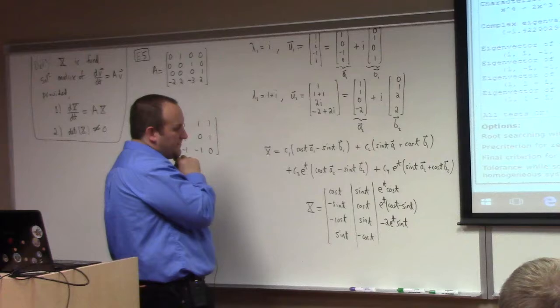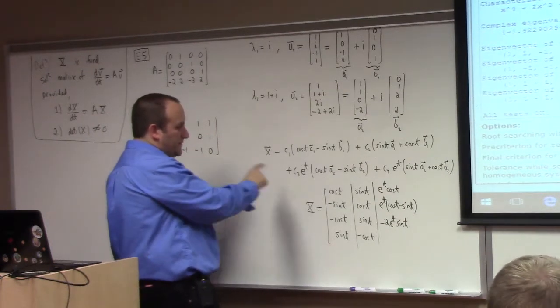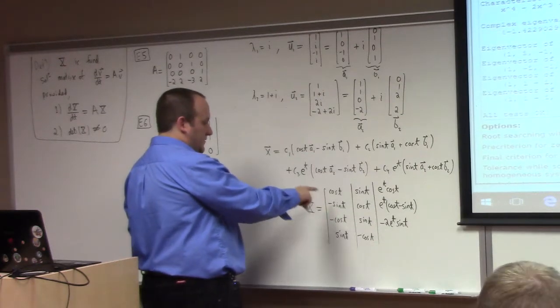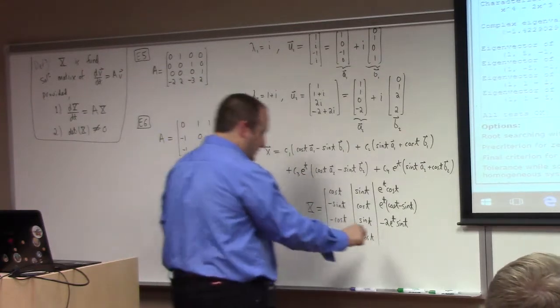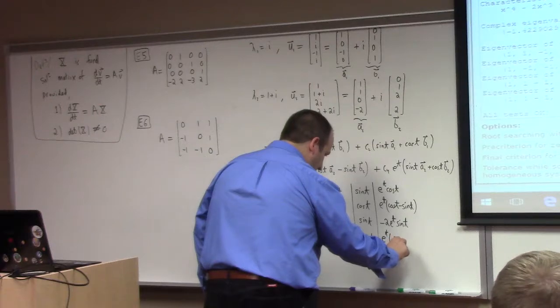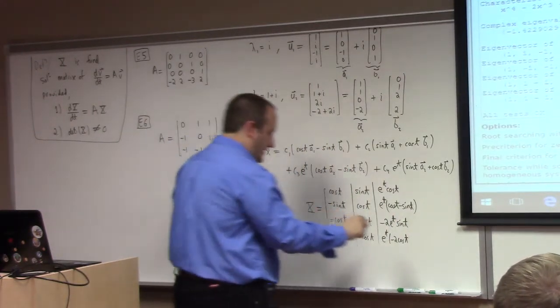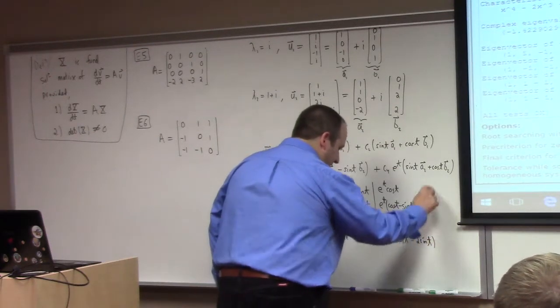Well, let's see here, sorry, I lost my place. Still working on the third one, which is here. Oh, I get e to the t minus 2 cosine t and minus 2 sine t, I think, yeah. All right, I'm tired of this.